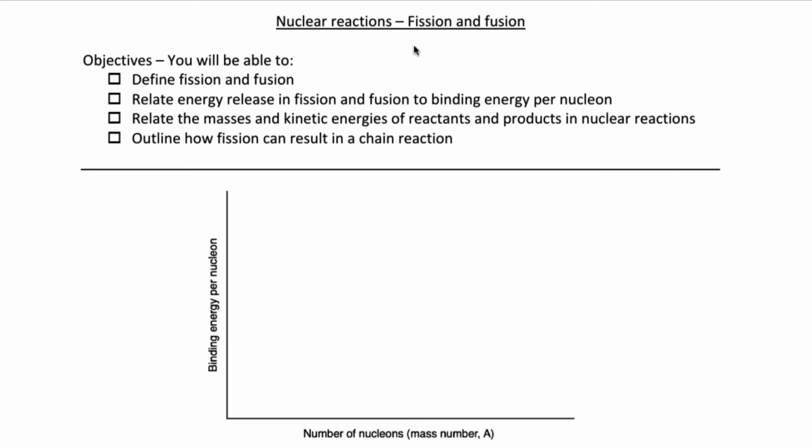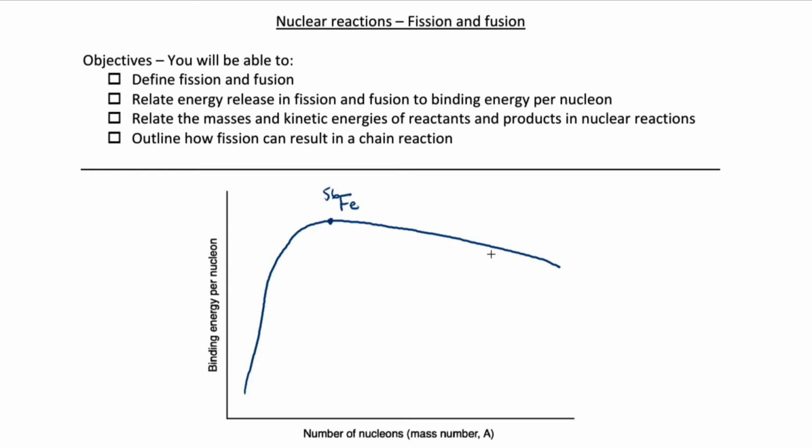This lesson's on nuclear reactions and specifically on fission and fusion, and here are the objectives. Remember, in an earlier lesson, we looked at the graph of binding energy per nucleon versus mass number, and we saw that there was a curve like this. Now remember, binding energy per nucleon is a measure of stability. Binding energy is the energy that is released when a nucleus is made up from its constituent nucleons. The more energy that's released, the more stable that nucleus is. So higher binding energy per nucleon is a more stable nucleus. And we saw that iron 56 was up here at the peak, the most stable.